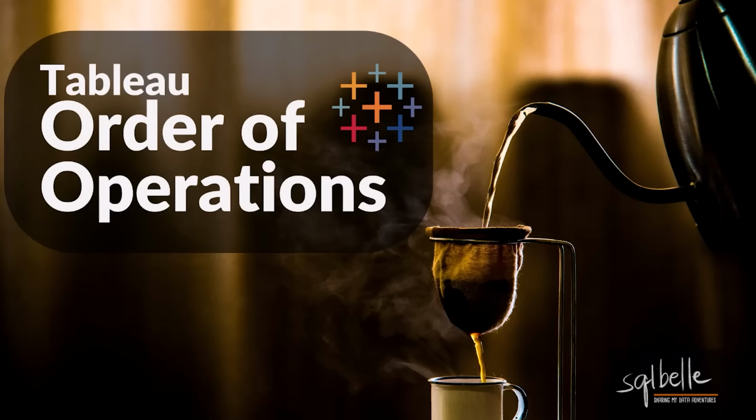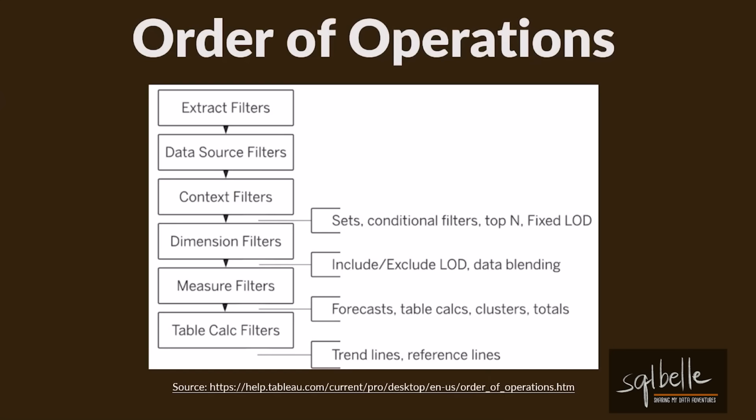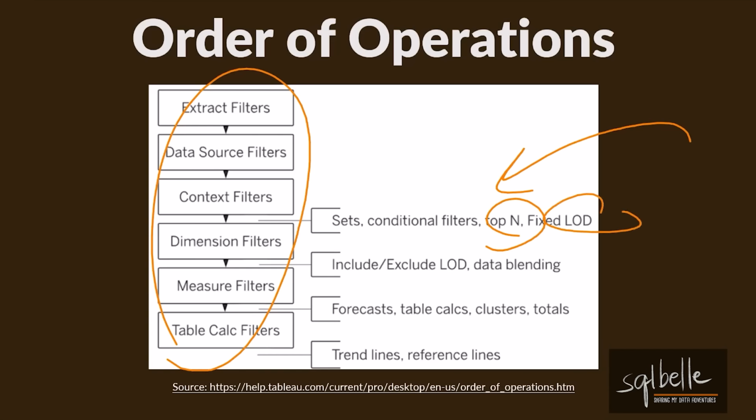In this video, we will walk through Tableau's order of operations. If you search for order of operations in Tableau's documentation, this is the diagram that you will find. On the left-hand side, you're going to see different kinds of filters, and then on the right-hand side, we are going to see different kinds of calculations and operations, like top-N, fixed LODs, table calculations, even reference lines.